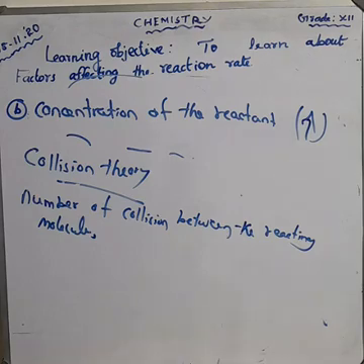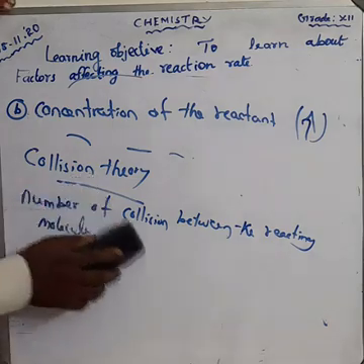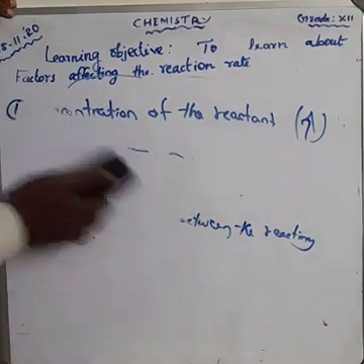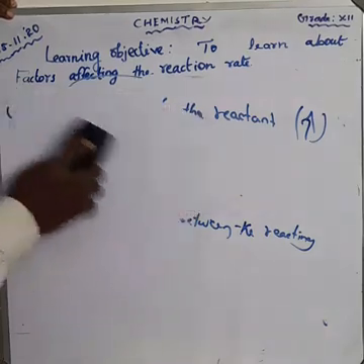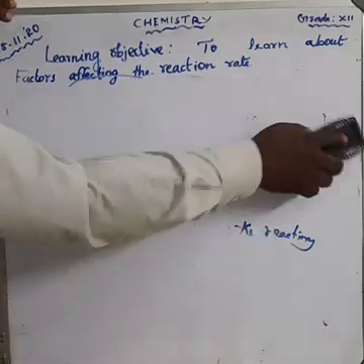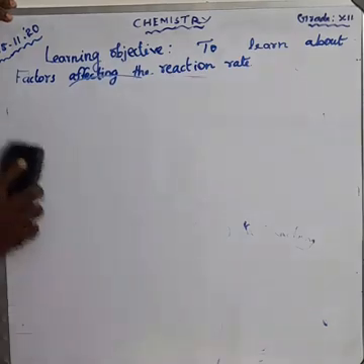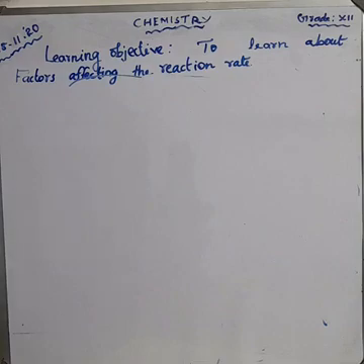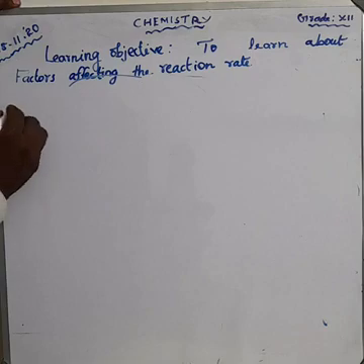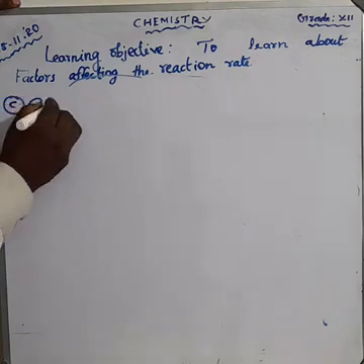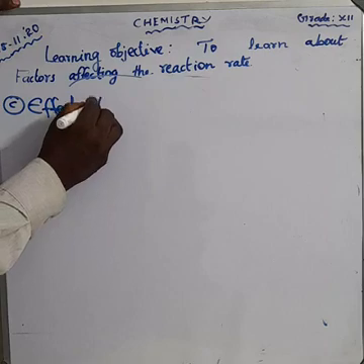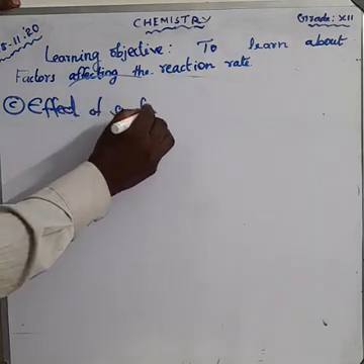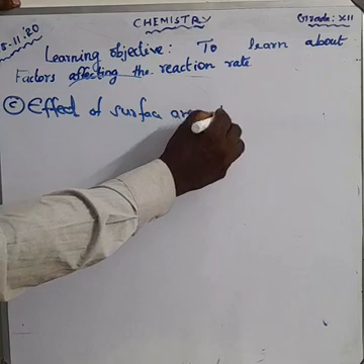Okay? Next, the effect of surface area. These are all things we learned in the 10th grade, am I right? For this, we are taking the reaction between calcium carbonate and dilute hydrochloric acid. So first of all, the effect of surface area of the reactant.